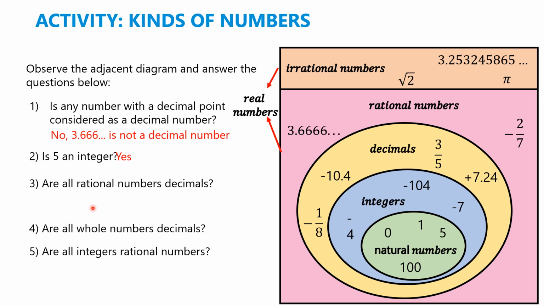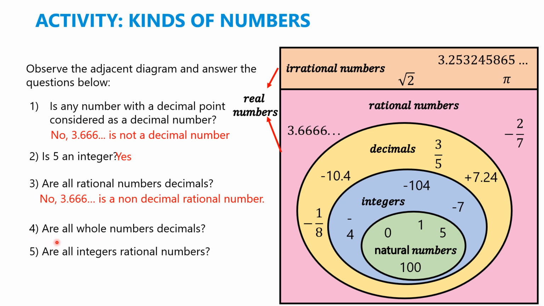3. Are all rational numbers decimal? This is the pink box, rational numbers. Are all of them decimals? We said these numbers are not decimals. So, no. Not all numbers in the rational group are decimals.